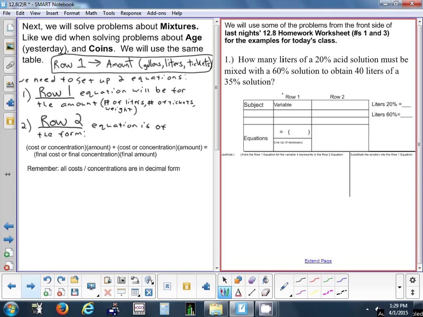Okay? So we're not going to necessarily mix equal amounts of each liquid. We might mix more of one than the other. But I want to get a total of 40 liters, and I want it to be a 35% solution. All right, so step one, we're going to identify the two things in this problem. Sometimes they're people, they're not people in this problem. What are the two things in this problem?